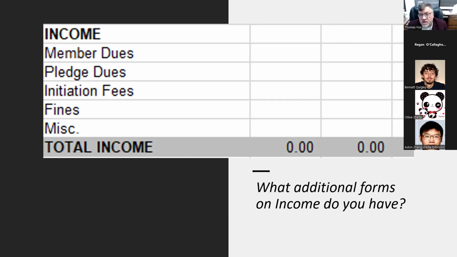Also, one of the reasons why this is going to be more important than ever, and we're going to talk about a fun thing called 990s later, but every chapter that is a part of our tax exemption, which is not every chapter of Psi Upsilon.